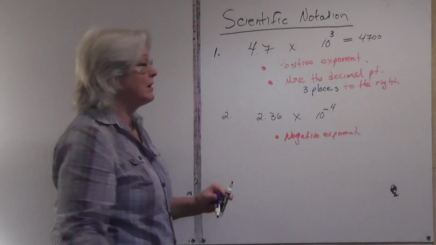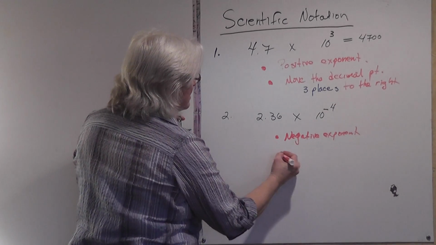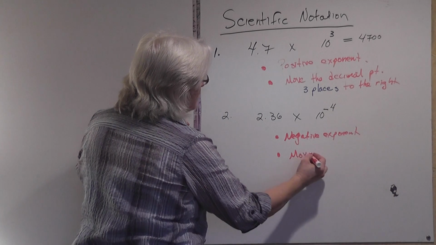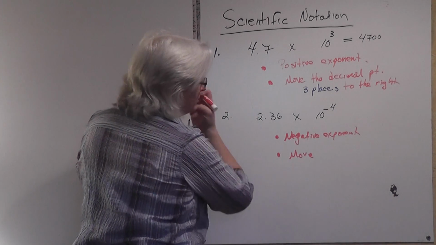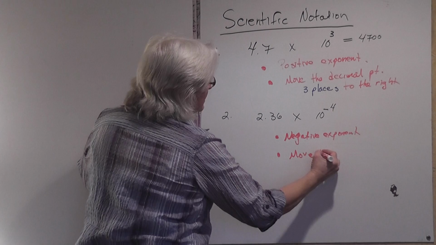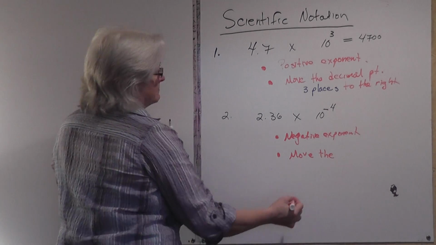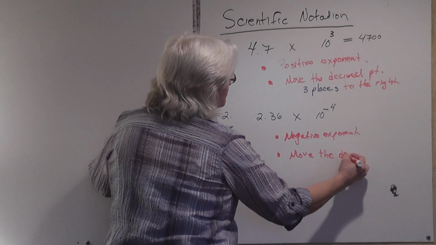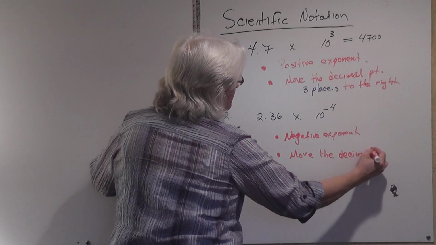And what do our exponents indicate? They tell us how we're going to move the decimal point. They tell us how far we're going to move it. They tell us in which direction we will move the decimal point.